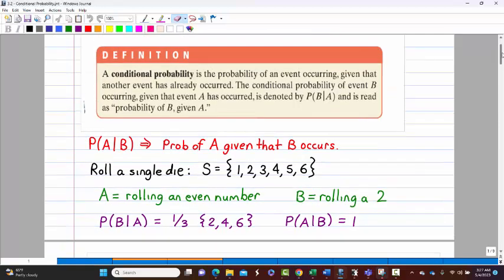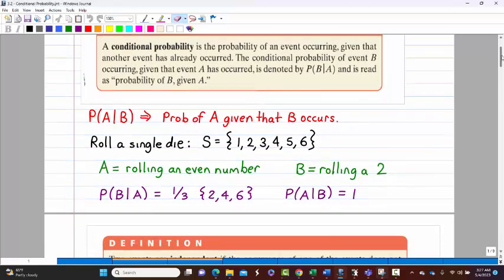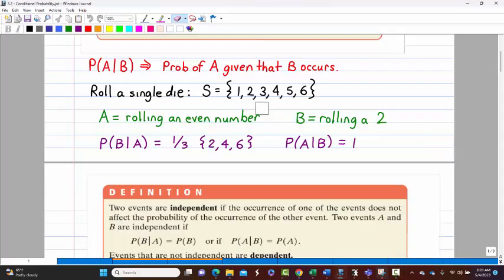The probability of A given B occurs if it's written in this order. So it's not the same thing. So let's look at an example of rolling a single die, and in this particular example, with these events defined, I'll show you why B given A and A given B would not be the same thing.